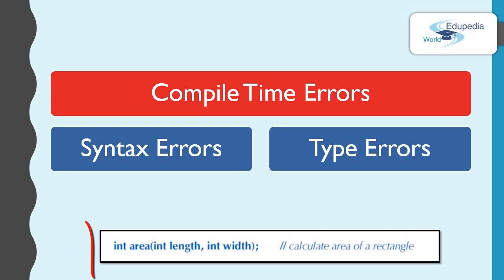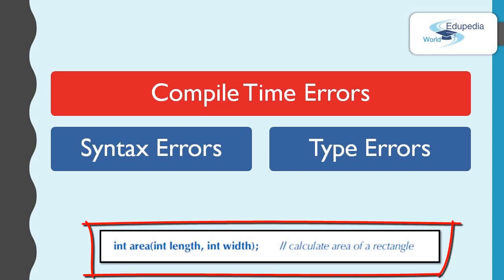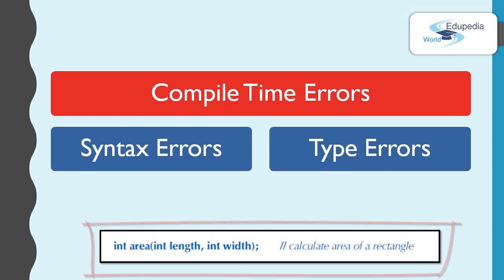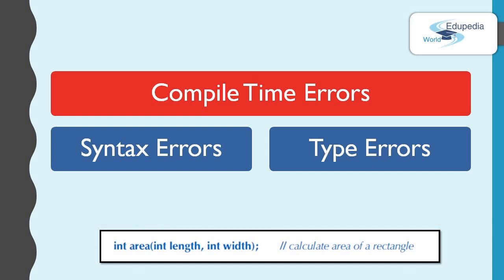Okay, now all through this episode we are using this function of calculating the area of a rectangle. According to this function definition, it returns an int value and takes two int values as arguments. The first argument is considered the length and the second argument the width. So now let's move into syntax errors.